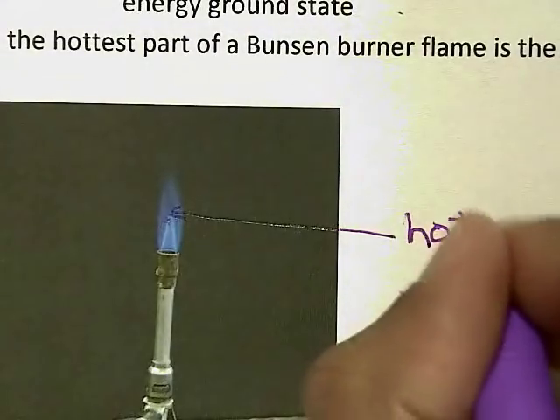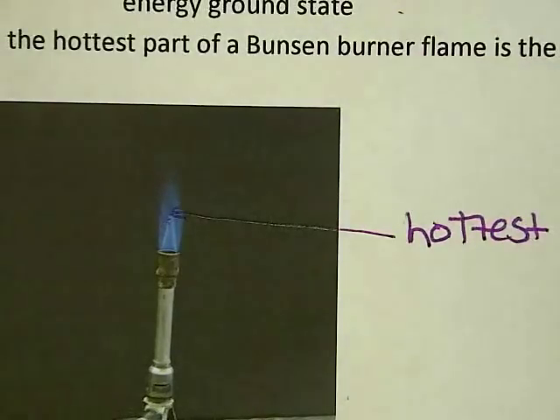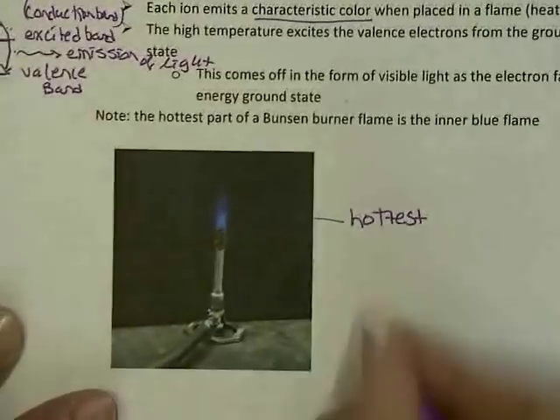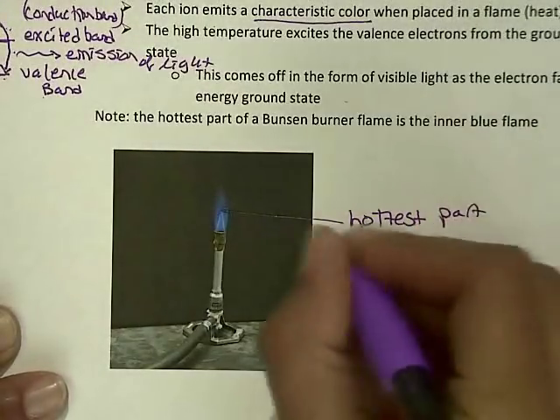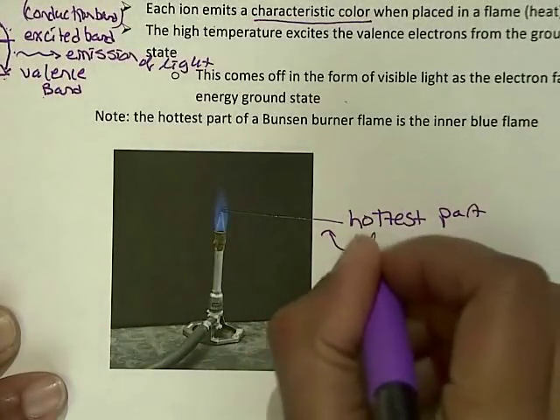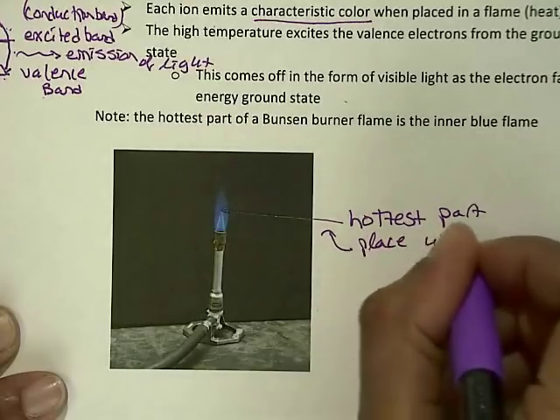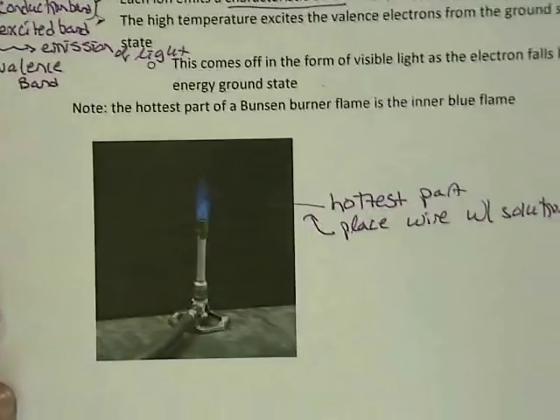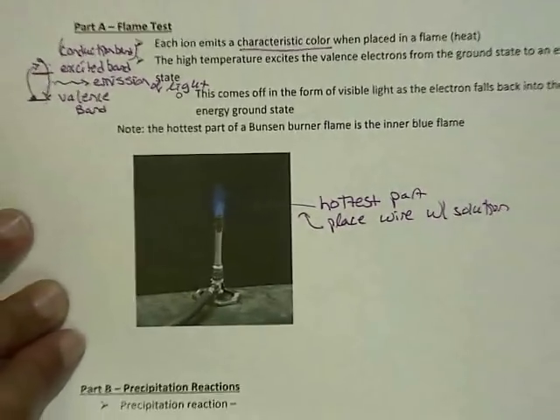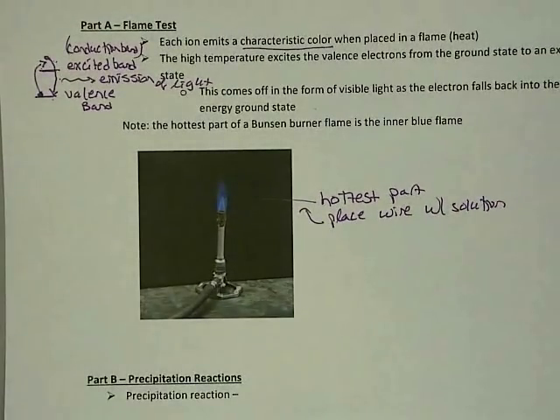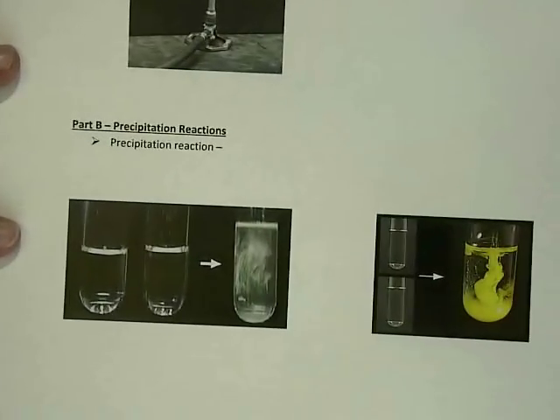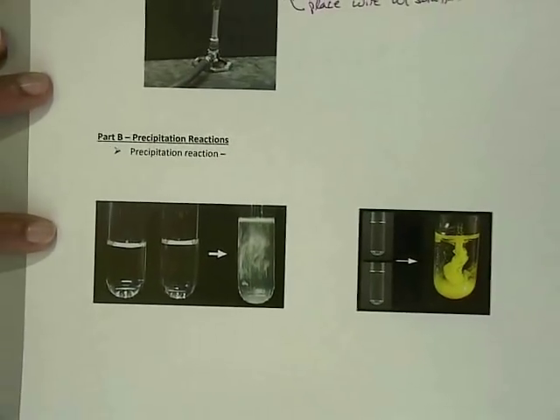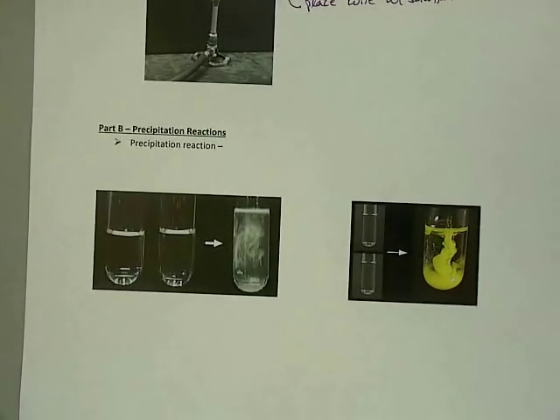This is the hottest part, and here is where you want to place your wire with your solution. So you dip your wire into your solution, and then you put it in the hottest part of the Bunsen burner flame. Again, make sure you follow instructions very carefully. These instructions are written in a very detailed manner that you really can't go wrong in lab.